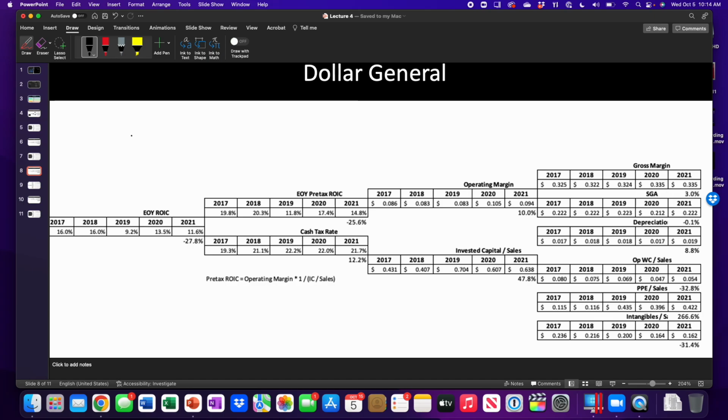You could see in 2017, invested capital to sales was 0.43 basically, and then it jumped almost over 20 cents to 63 cents. So that's almost 50% increase. Operating margin didn't really play a role in that. It actually increased over the same time period.